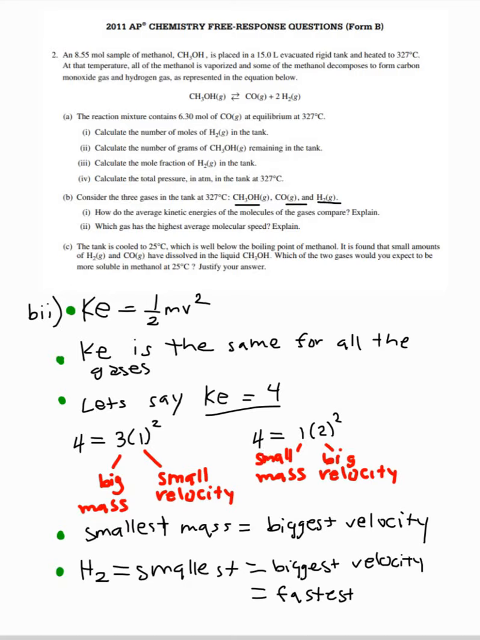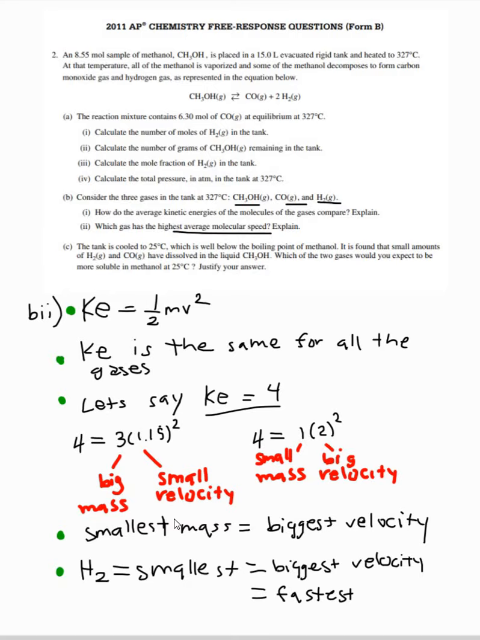Actually, this is an error right here. This would actually be 1.15 squared. And so if I had a big mass, then my velocity has to be small in order to compensate. And vice versa, if I had a small mass, then I would need a big velocity. So by this idea, if they're asking which one has the highest average molecular speed, it's talking about which one has the biggest velocity.